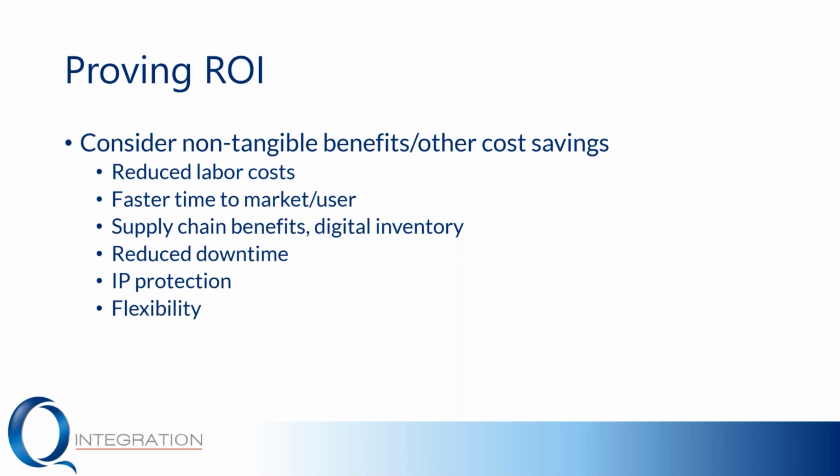Supply chain benefits, like being able to maintain a digital inventory, not having to tie up a bunch of capital in keeping part inventories, and just printing what you need when or where you need it. Having reduced downtime, being able to keep custom equipment up and running without having to, again, it ties into the faster time to market, time to user, being able to get the parts people need to them faster.